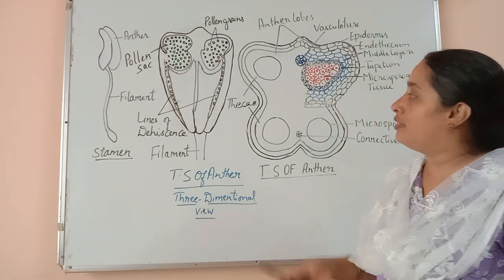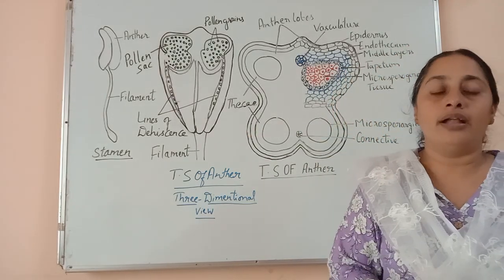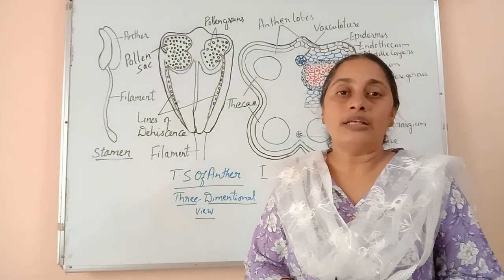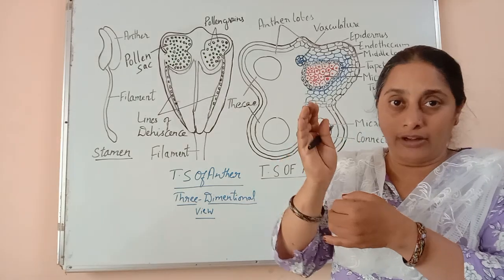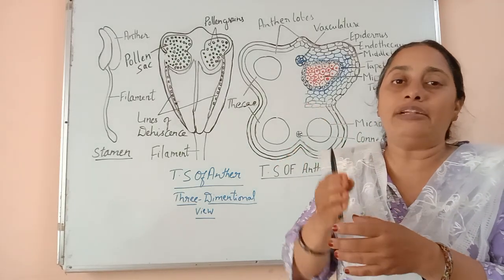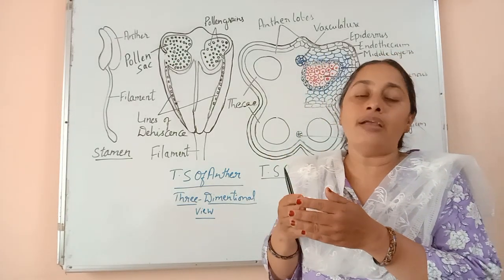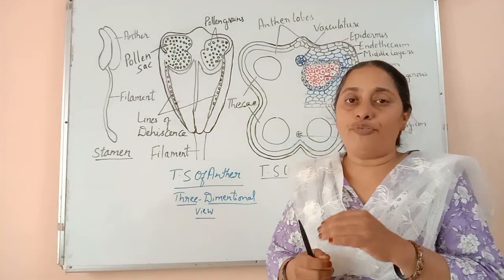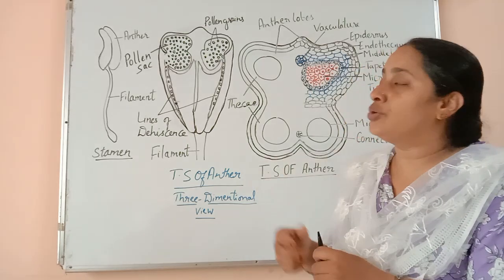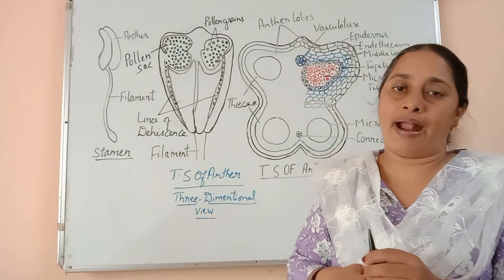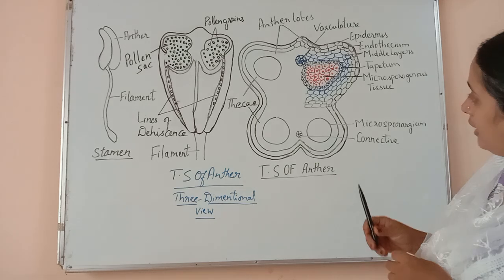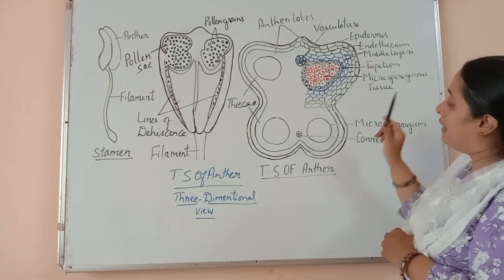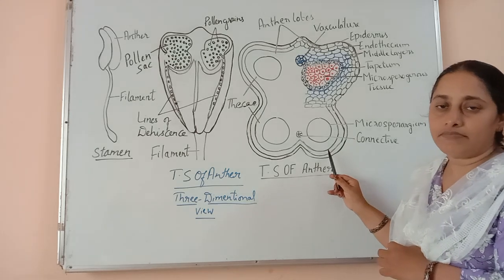Dear students, this dehiscence of the anther takes place in different ways in different species of plants. Sometimes it will open like the lid of a bottle. Sometimes it will slit longitudinally. Sometimes it will rupture irregularly. So in different species, they are going to dehisce in different patterns. So that's about the detailed study of the transverse section of a young anther.